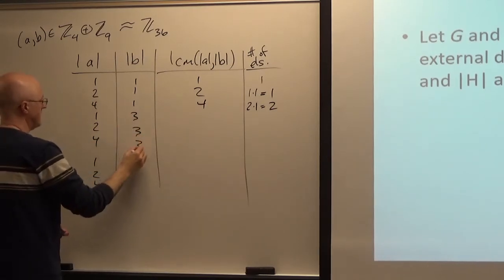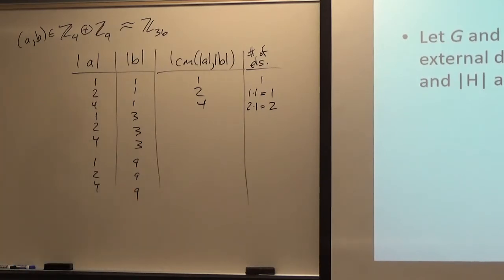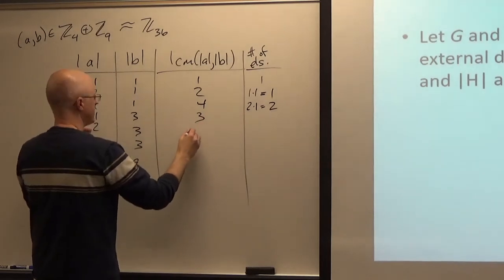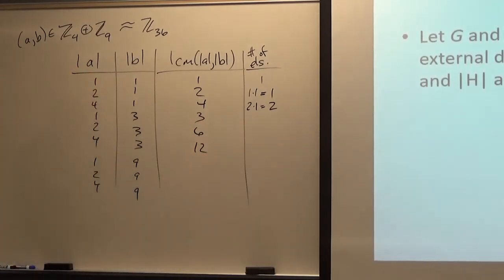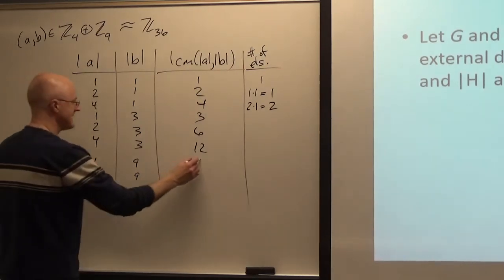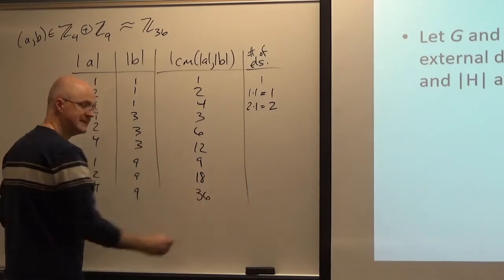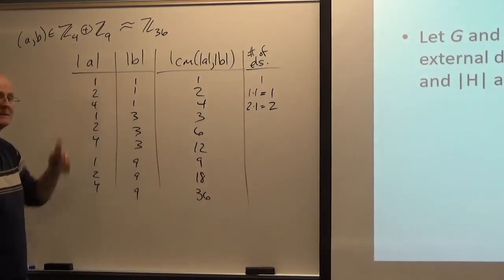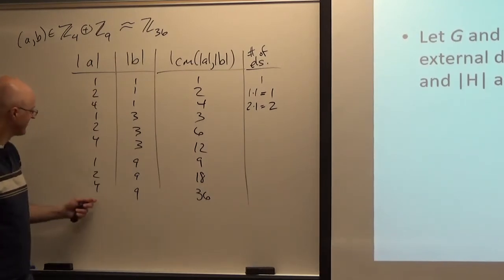The order of B could be 3 or 9. That's the other possibilities. Least common multiple of 1 and 3 is 3, of 2 and 3 is 6, of 4 and 3 is going to be 12. Least common multiple of 1 and 9 is 9, 2 and 9 would be 18, and 4 and 9 would be 36. Order 36 there. This is going to be cyclic. Let's go ahead and do that one first. 2 elements of order 4.